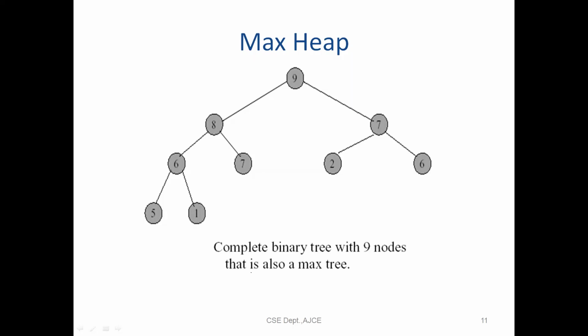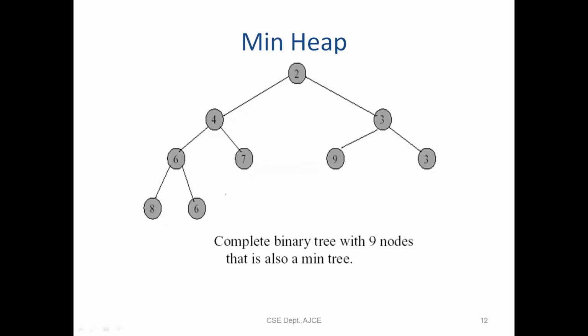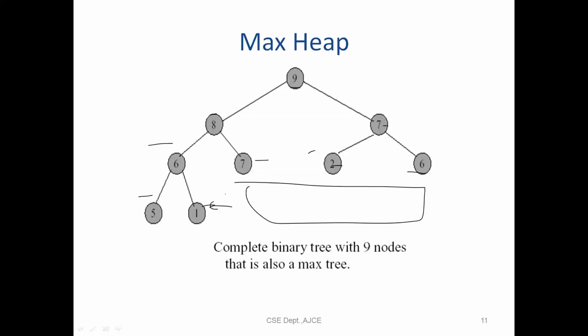It's a complete binary tree, because we have elements in the first location. See here: first, second, third, fourth, fifth, sixth, seventh, eighth, ninth. Even though the right side is not filled, it is complete towards the left. So you can say it's a complete binary tree. This is also a max tree. This is a min tree, the same concept.